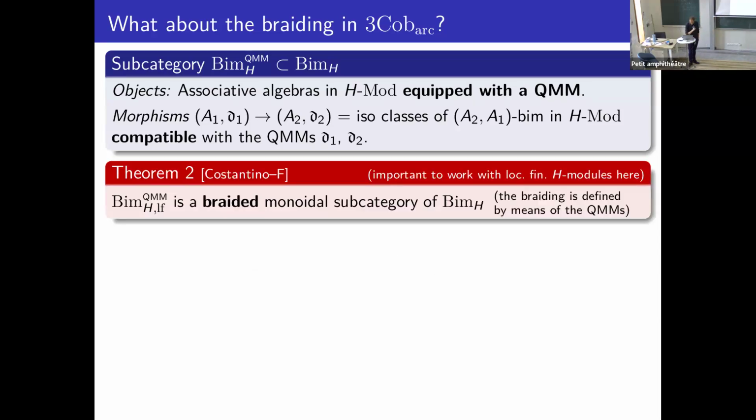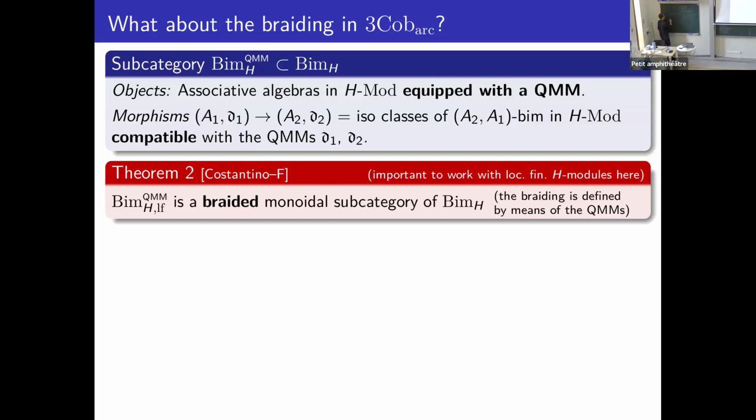And what we proved is that this subcategory is braided, because you can use these quantum moment maps to define a braiding. So now you have to remember that the braiding here will be bimodules. Okay, so what does it mean? It means that you have a bimodule which has to be a morphism in the category of bimodules.